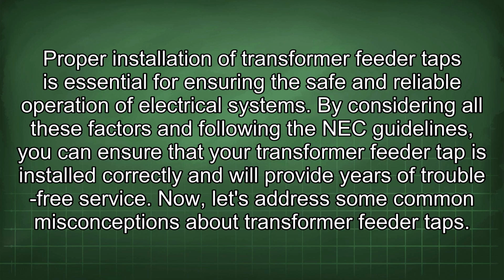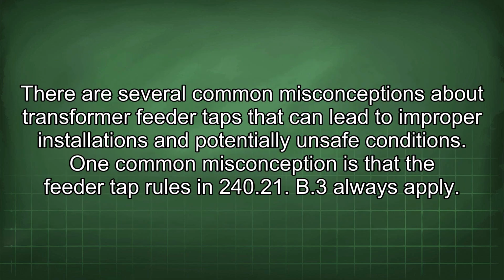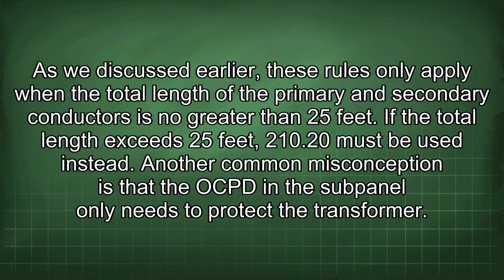Now, let's address some common misconceptions about transformer feeder taps. There are several common misconceptions about transformer feeder taps that can lead to improper installations and potentially unsafe conditions. One common misconception is that the feeder tap rules in 240.21(B)(3) always apply. As we discussed earlier, these rules only apply when the total length of the primary and secondary conductors is no greater than 25 feet. If the total length exceeds 25 feet, 210.20 must be used instead. Another common misconception is that the octave in the subpole only needs to protect the transformer.